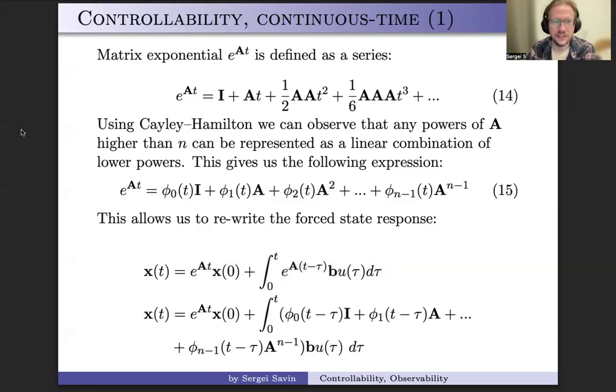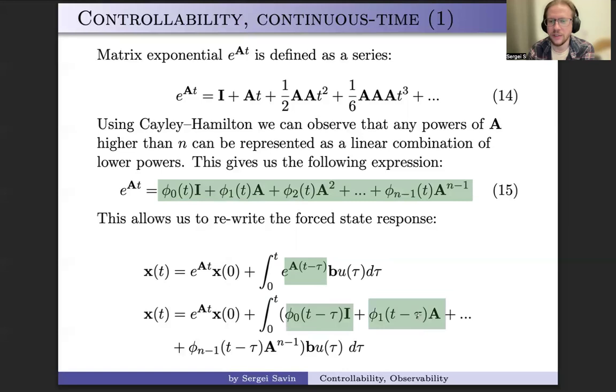What we're going to do next, by the way, if you think where did we see it, it was in the lecture on discrete systems. We used this to discretize continuous time systems. So now, instead of this, we're going to write this: phi sub 0 of t minus tau times I, phi sub 1 of t minus tau times A, plus and so on, n terms, phi sub n minus 1 of t minus tau times A to the power n minus 1, all of this multiplied by Bu.